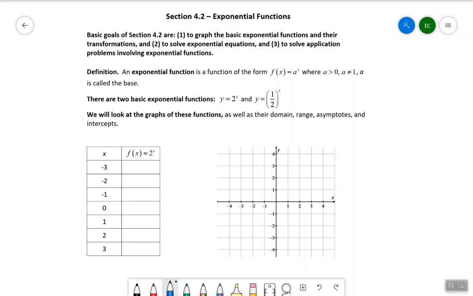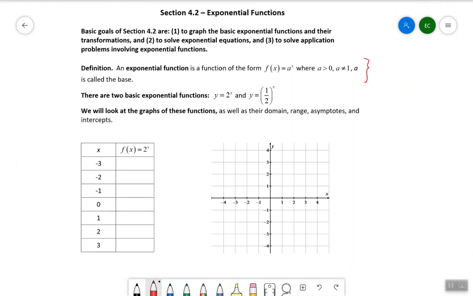Another way to say this is an exponential function is a function where the variable is in the exponent. And so it might be worthwhile to write that here on the side. The variable is in the exponent. And so in just a minute, we'll look at the function y equals 2 to the x. Variable is in the exponent there.